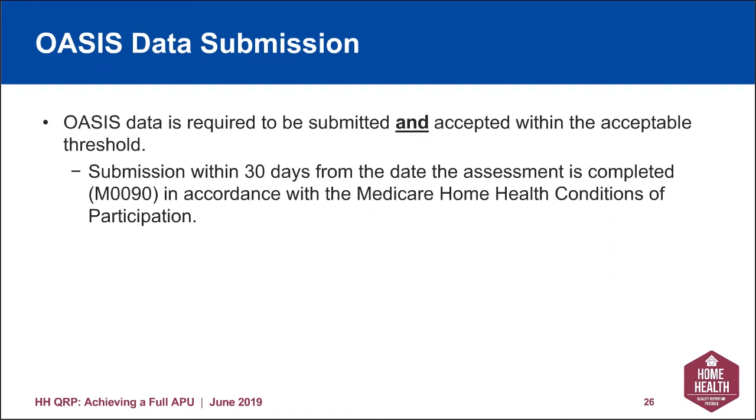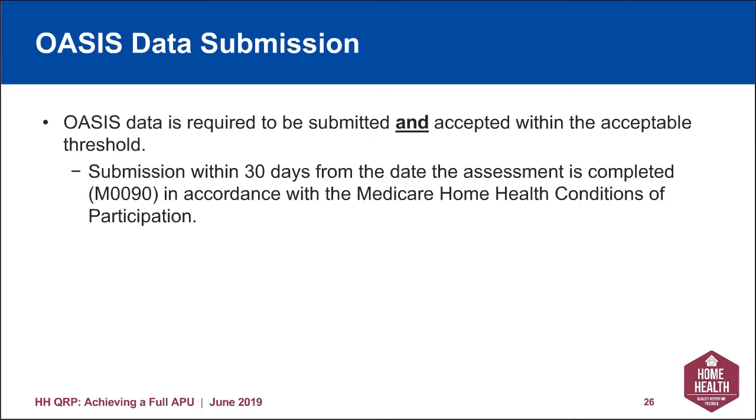OASIS data submission. OASIS data needs to be submitted and accepted in the system in order to ensure compliance with the home health QRP and prevent a reduction in payment. What does this mean? This means submitted and accepted within 30 days of the date the assessment is completed, or as many of you call the MU 90 date.